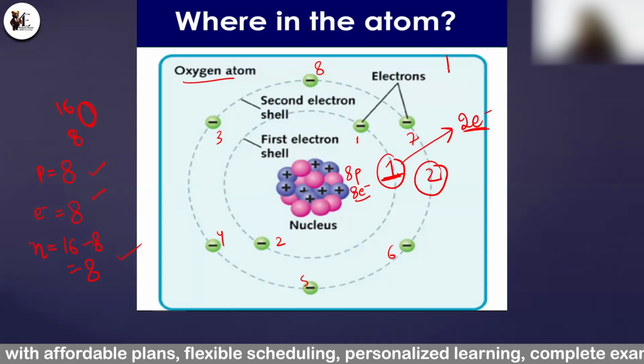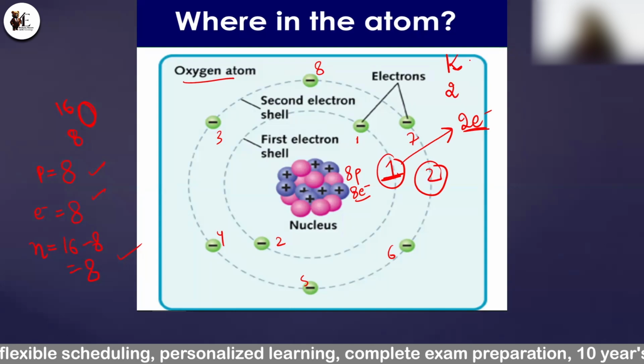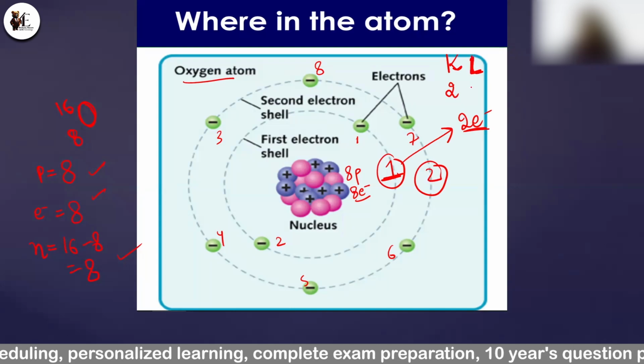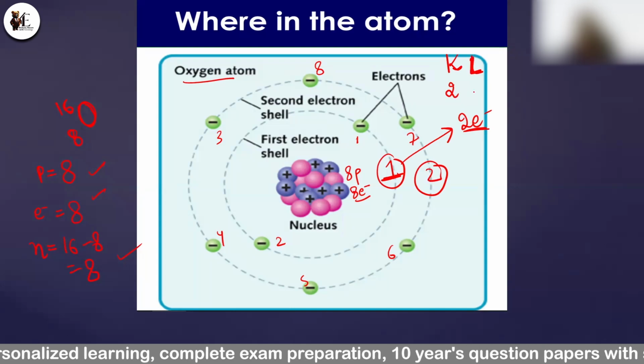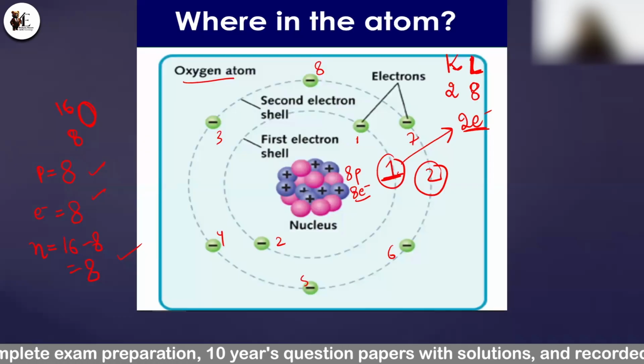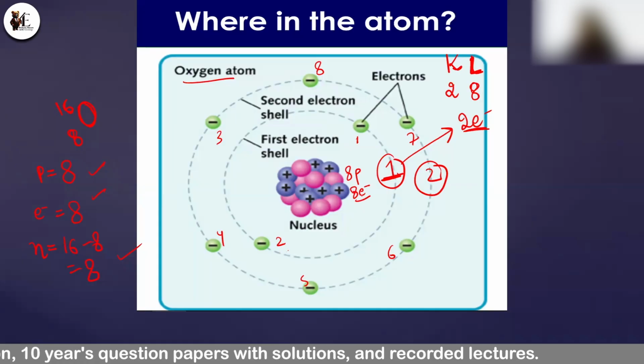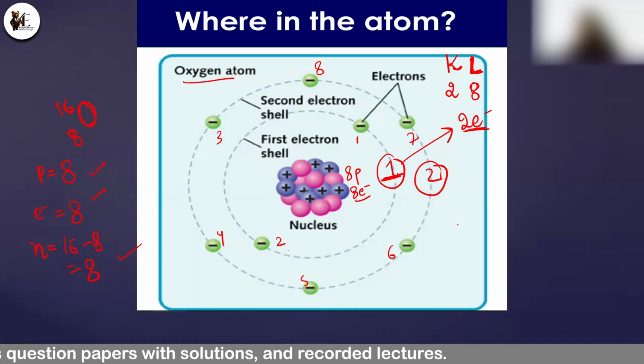This shell is known as K shell. It has only 2 electrons. Next, the second shell is known as L shell, and the maximum electrons it can hold is 8 electrons. So in the first shell you have how many electrons? 2 electrons, and in the second shell you have 6 electrons in the case of oxygen atom.